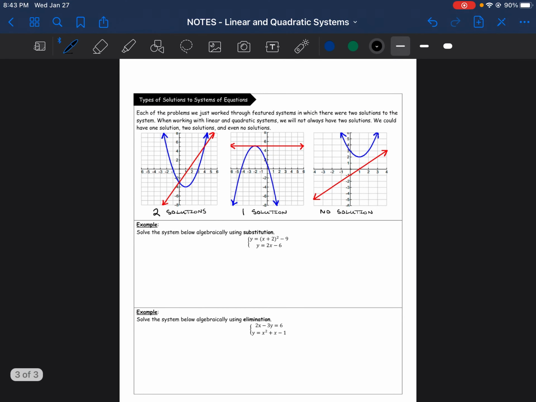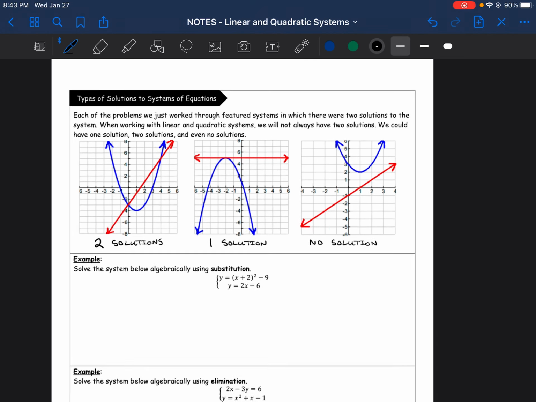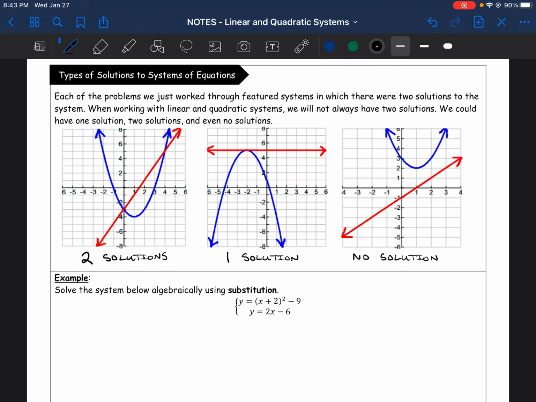So last thing we want to talk about are the types of solutions we can have for these kinds of systems. If we have a system where one equation is quadratic and one equation is linear, then you actually have 3 different types of solutions. You can run into scenarios where we have 2 solutions, meaning that the parabola from the quadratic and the line from the linear function intersect in 2 different places. That's what the last 2 example problems on the previous page were examples of: 2 solution systems.